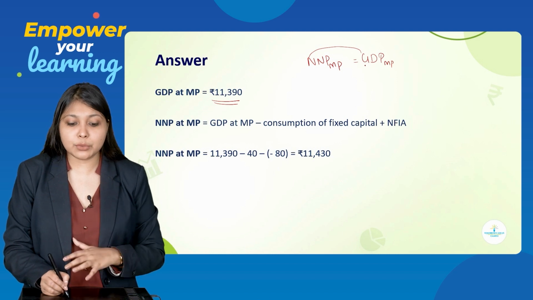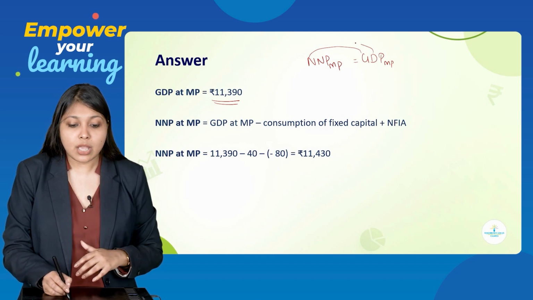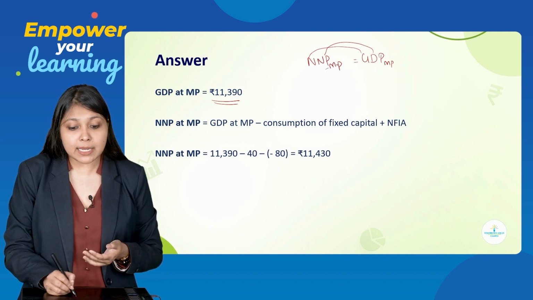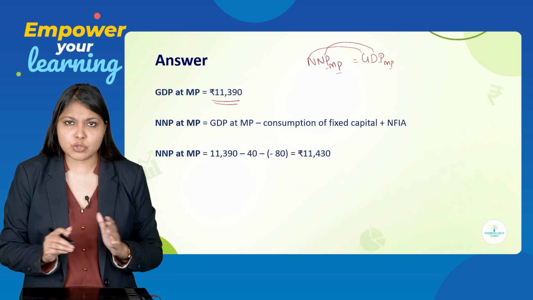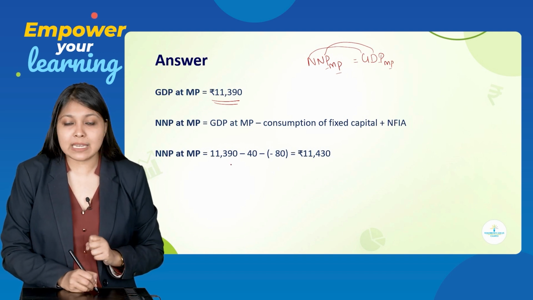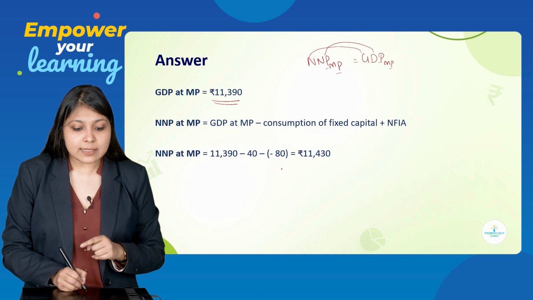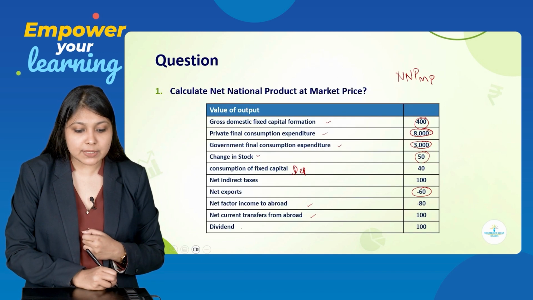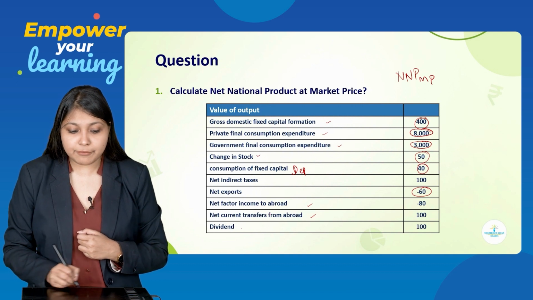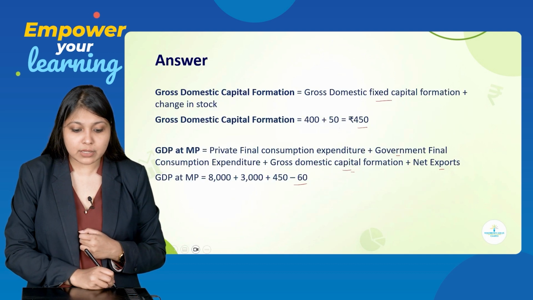Gross to net, what do? Minus depreciation. Domestic to national, plus NFIA. P and P are same, MP is same. So you don't have to touch those things in any way. So GDP MP you got as 11,390. Yes, you wrote it. Consumption of fixed capital, that means depreciation. So depreciation also you have. Consumption of fixed capital 40. So you can write it over here, 40.